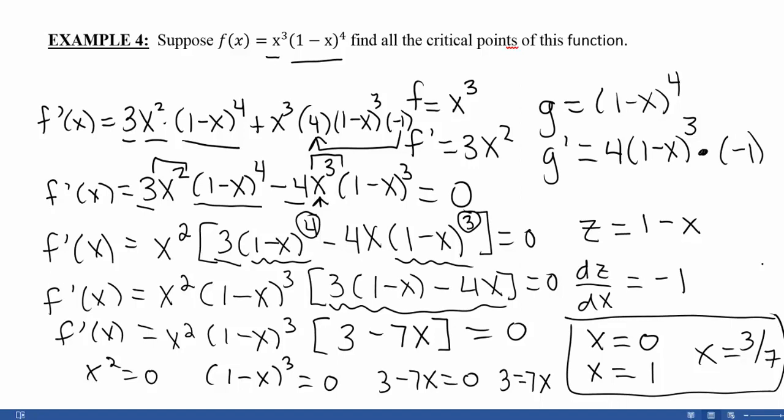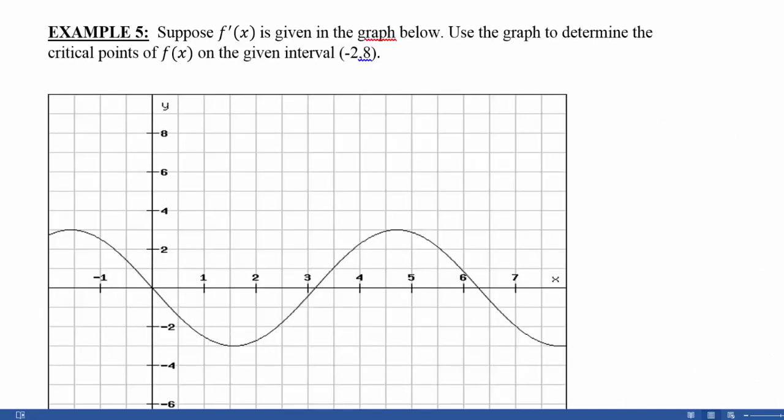Let's try another. Example 5. Suppose f prime of x is given in the graph below. Use the graph to determine the critical points of f of x on the interval given, -2 to 8. So here, what's really important is that we understand what we're looking at. This is a graph of the first derivative. So we have to remember how we find critical points. Critical points are going to be when the first derivative equals 0 or when the first derivative is undefined. There's nowhere on this graph that's undefined, and so we're looking for where the first derivative equals 0.